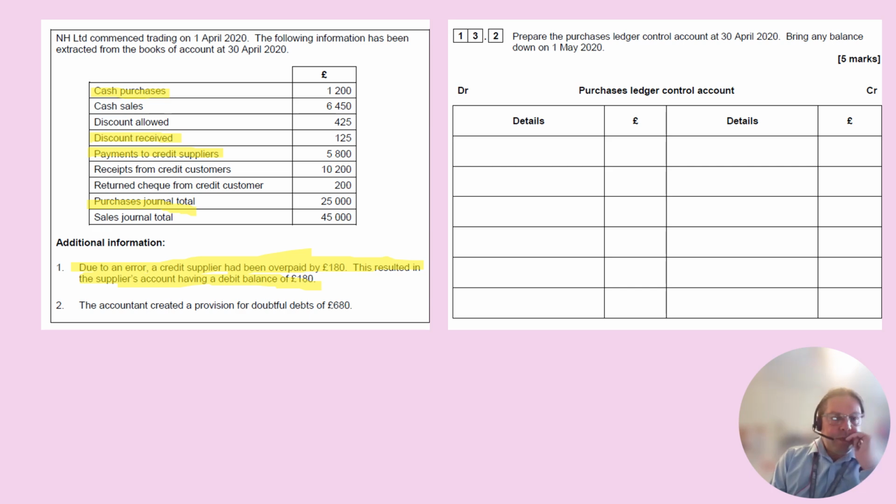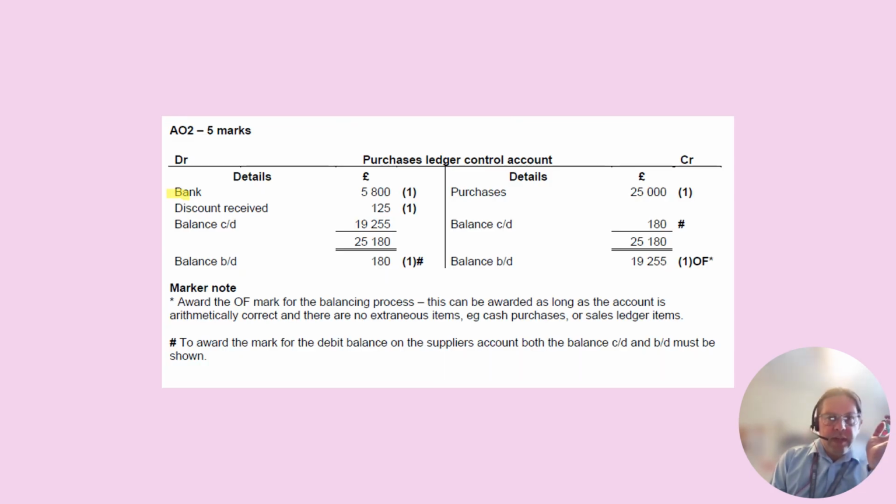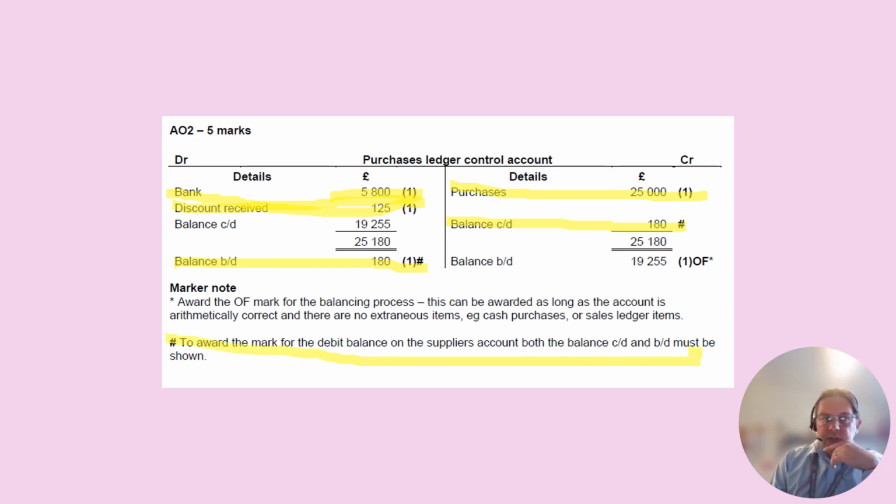Let's look at the mark scheme. What we've got here is the bank figure on the debit, 5,800, alongside the discounts received of 125. Both of those are on the debit, one mark for each, which is nice. One mark for the purchases on the credit. As we said, for the 180, we're going to separately record that so we know we've got a record that we've overpaid them. The carried down and brought down have to be shown, as it says here on the mark scheme. Make sure your highlighting is better in the exams, ladies and gentlemen. And then finally, the own figure for balancing the purchase ledger control to 19,255.